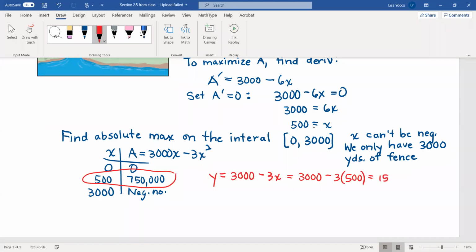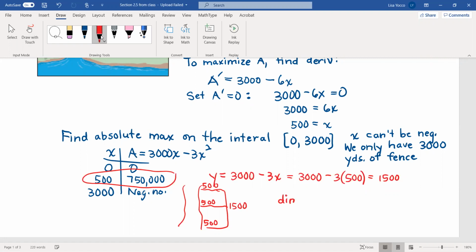and that's 1,500. Okay, so basically here's the picture of what's going on. We got 300 feet. I'm sorry, it's 500 feet. X is 500. And the longer side is 1,500.